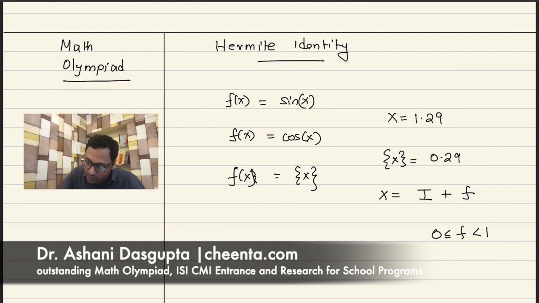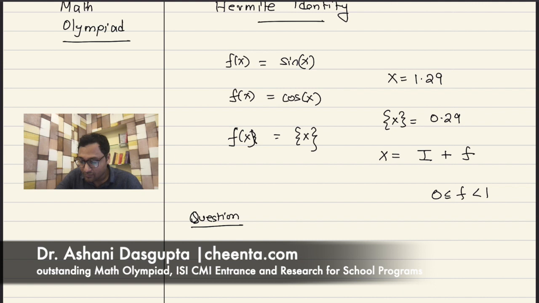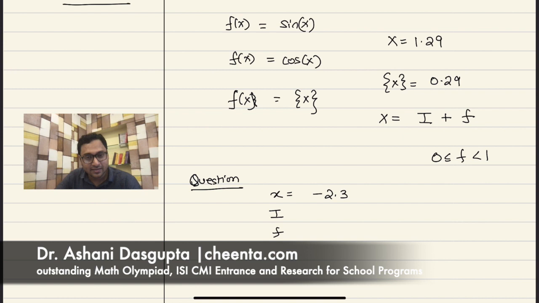I'll give you a question. You can answer this in the chat. If x is equal to negative 2.3, what is the integer part of x and what is the fractional part of x? Sometimes we write the integer part of x as the floor function of x and the fractional part of x as curly bracket x, like this.